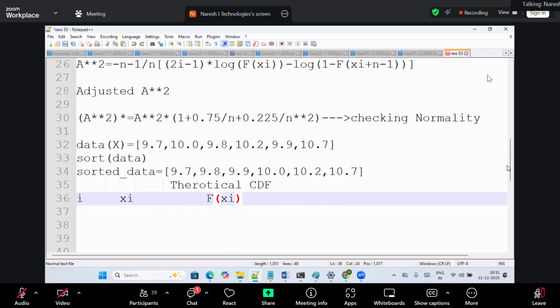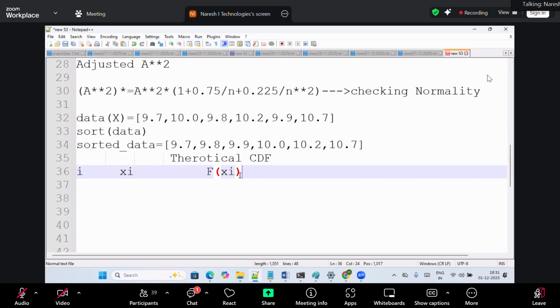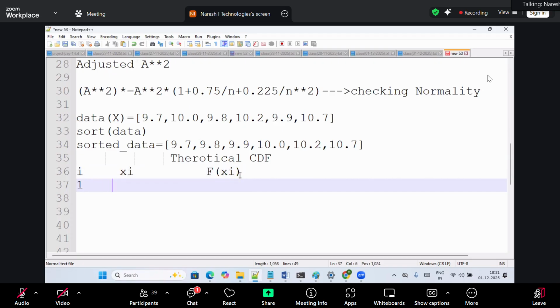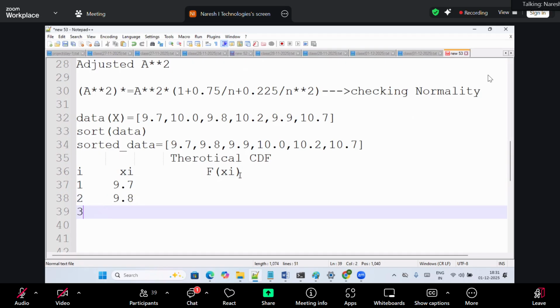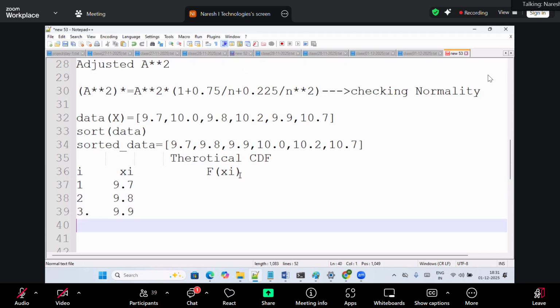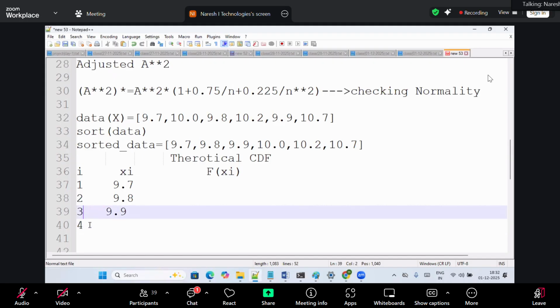Okay. So मैं यहाँ पे लिख देता हूँ that you have a first value 1. What is the number xi? 9.7. Second value, what is the value? 9.8. Third value, 9.9. Fourth value, 10.0. Sorry, yes. So you are getting here 10.0.